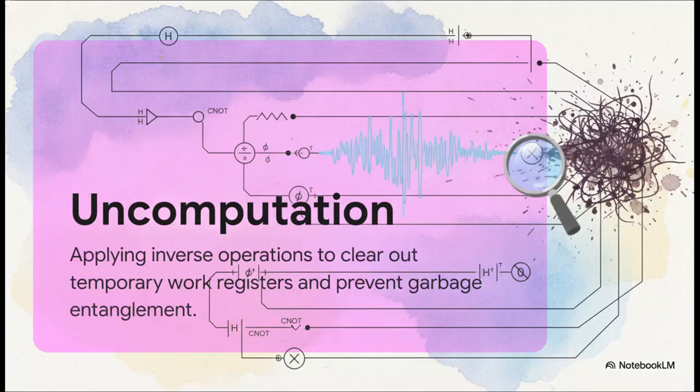Actually, let's zoom in on the third bug on that list for a second, because it's a massive and often totally invisible source of failure: forgetting to uncompute. Uncomputation is the process of applying inverse operations to clear out your temporary work registers. A lot of quantum programs compute a temporary value just to change a phase. Well, if you don't clean up that temporary register, it remains entangled with your output. And that garbage entanglement will completely corrupt your quantum interference.